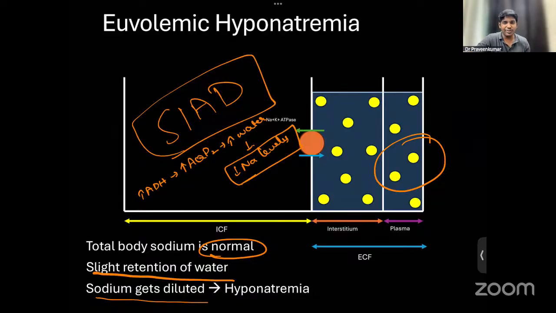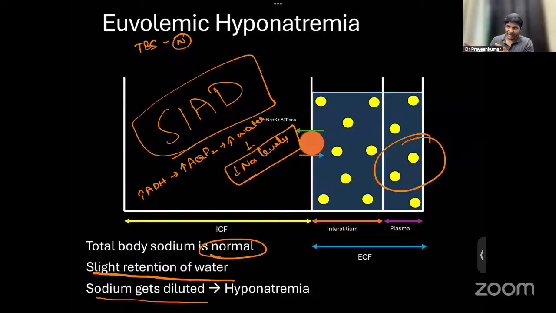Finally someone has asked, why is it euvolemic if there is volume retention? See, I said euvolemia means total body sodium. The total body sodium is going to be normal. There is no increase or decrease in total body sodium. But only water is retained. Because of this water retention, your sodium gets diluted. And how long do we retain water? Your body will increase ADH level.